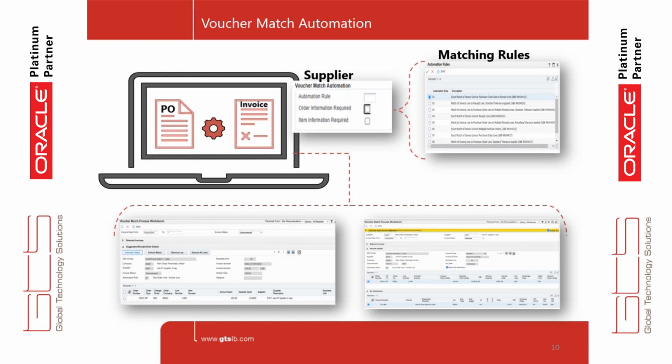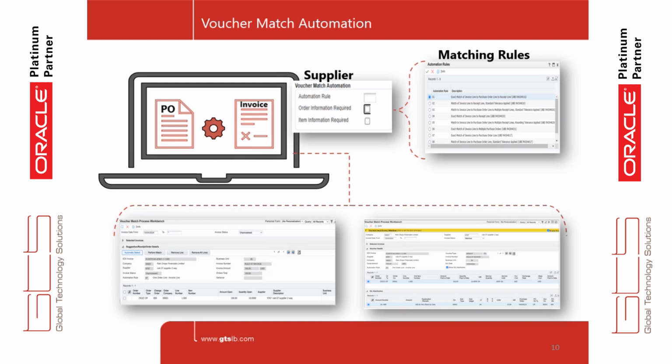Let's move now to the functional enhancements. One of the functional enhancements I want to start with is the voucher match automation. Voucher match automation is automating the match concept between a PO, a receipt, and an invoice.